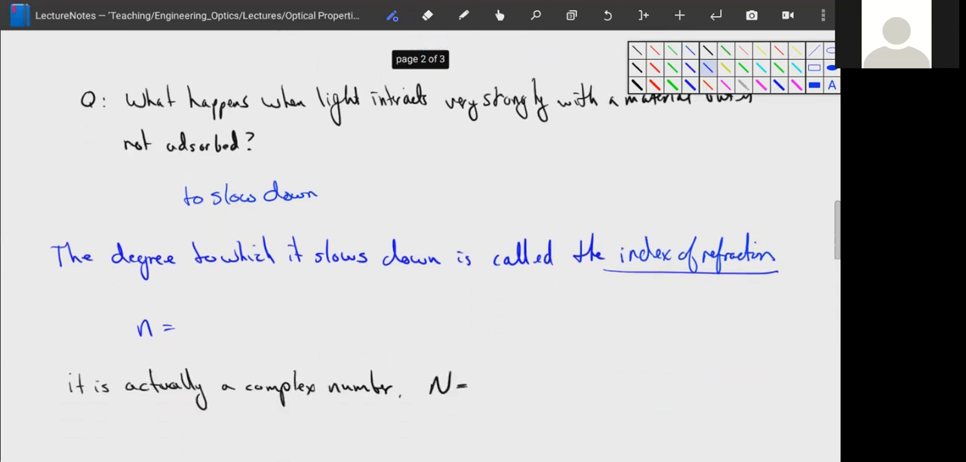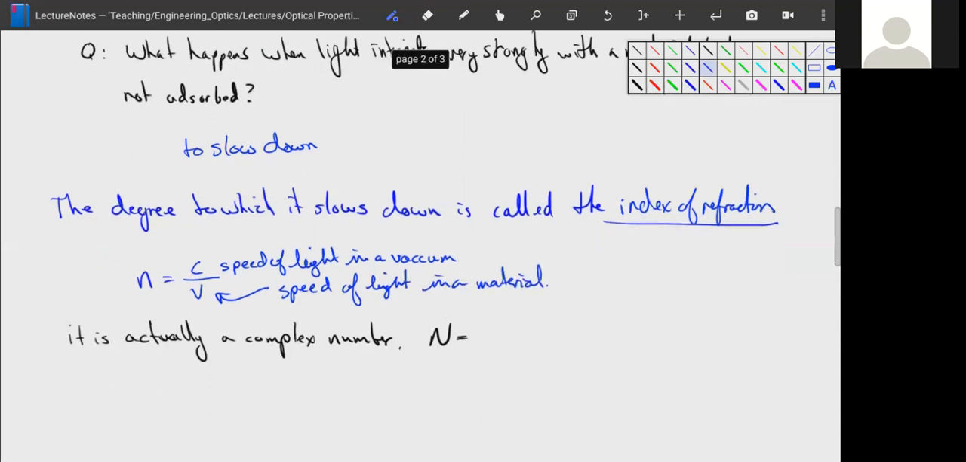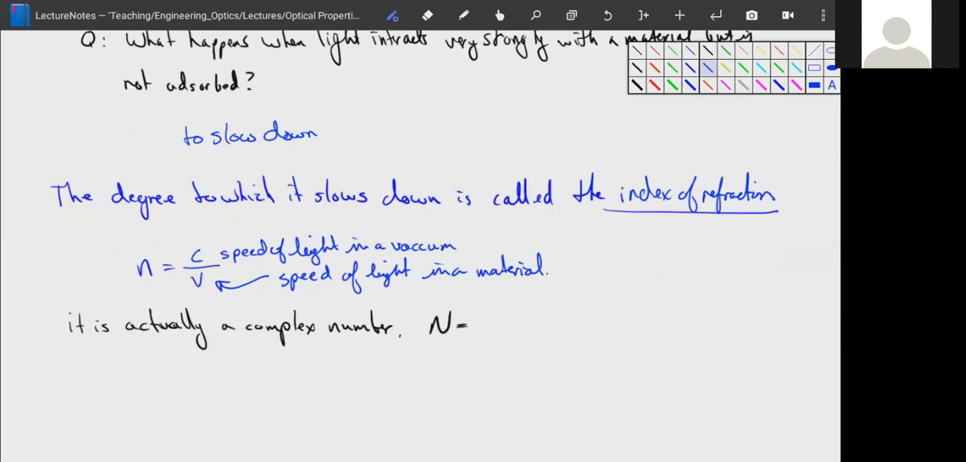Okay, so n is equal to c, the speed of light in a vacuum, divided by v, the speed of light in a material. And this is actually a complex number. In glasses, we don't really use the complex part because it's an absorption, right? So this is equal to n real plus i times n imaginary, so real and imaginary components.